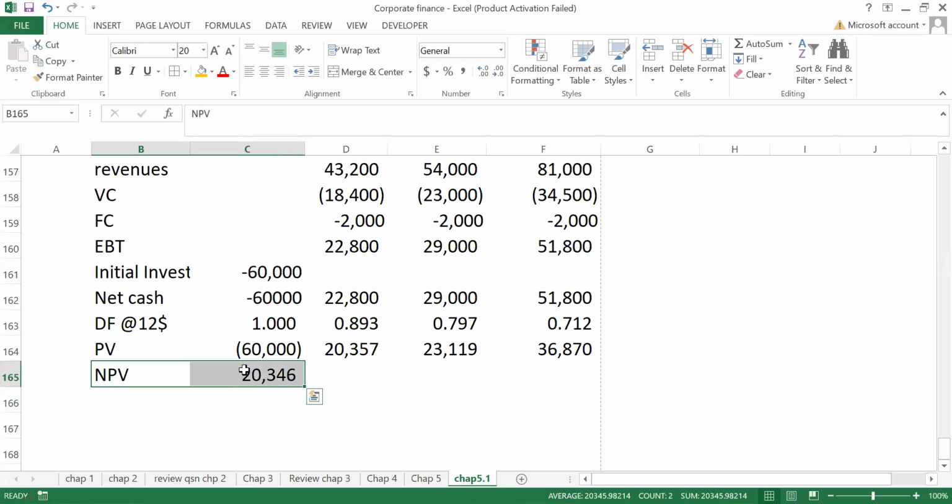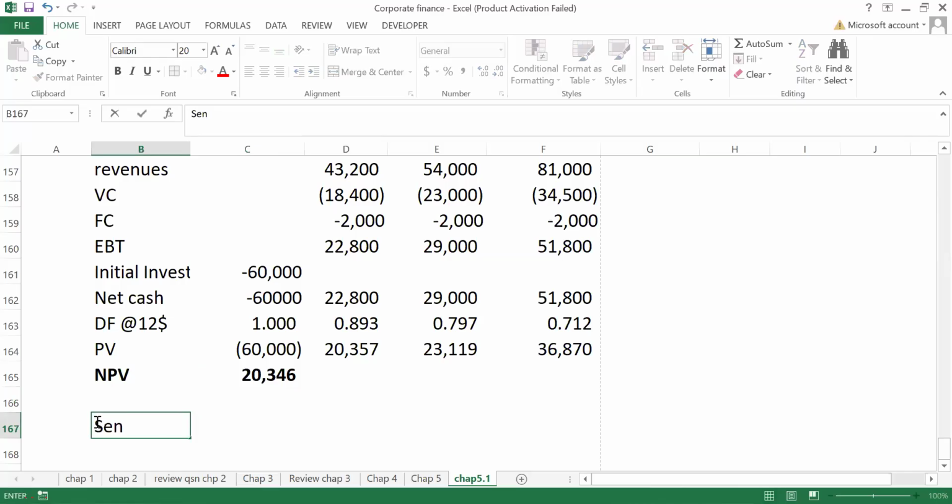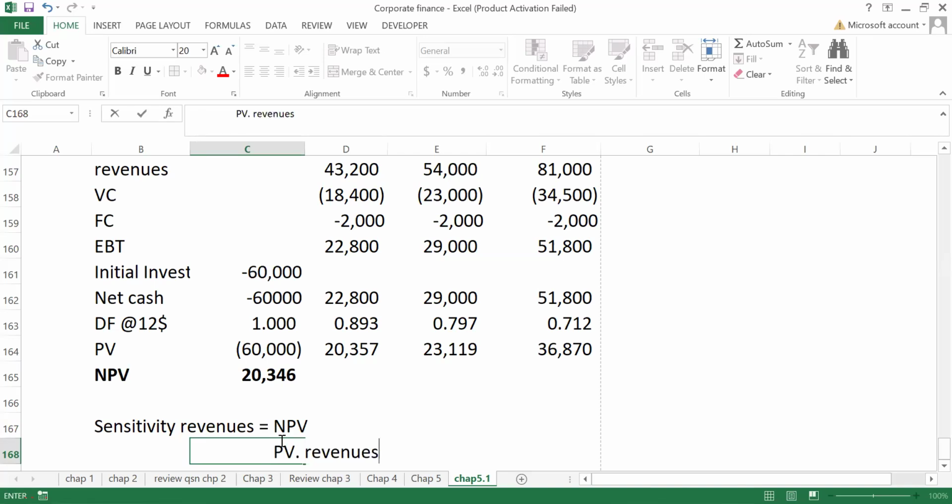Now, once you have the NPV, you can do the sensitivity. What will be the sensitivity of revenues? That's the first one. Sensitivity of revenues to be NPV divided by the PV of revenues. Then I can get the sensitivity of revenues. It is NPV divided by the present value of revenues.